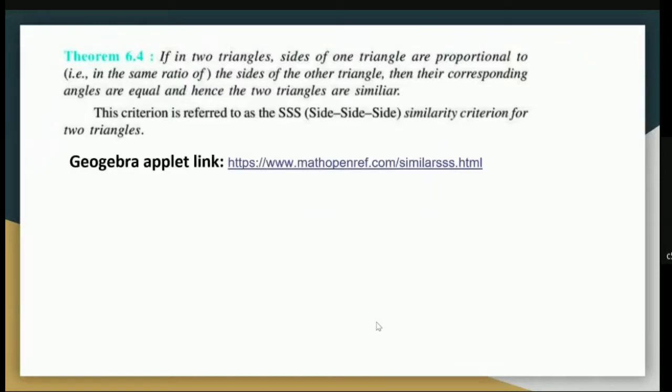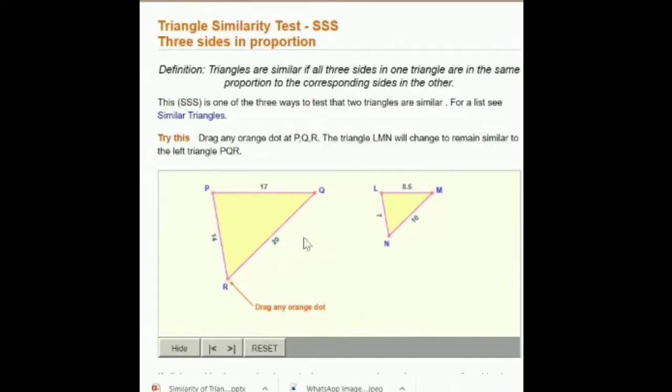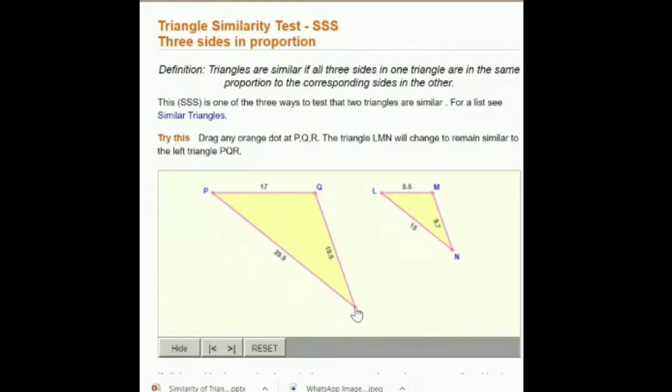Again, to prove this, let us take help of the GeoGebra. Here if you see the sides and the ratio 1:2, 7, 14, 1:2, 10 and 20, again ratio 1:2, 8.5 by 17, again the ratio is 1/2. So if in case I move them, if I drag these, you'll see that the angles are also remaining same. I can check the value of this angle and this angle, they'll remain same. Value of this angle, you can also see it's very clearly visible. These angles will also remain same.